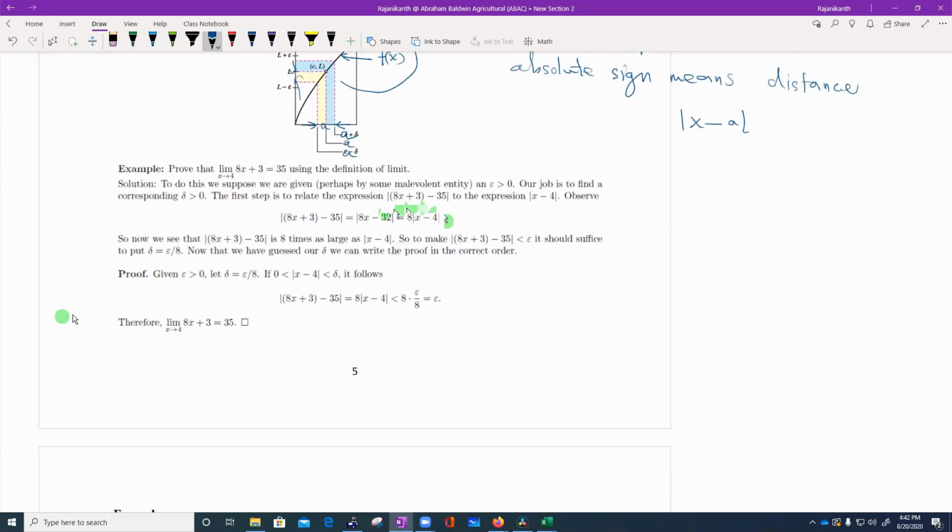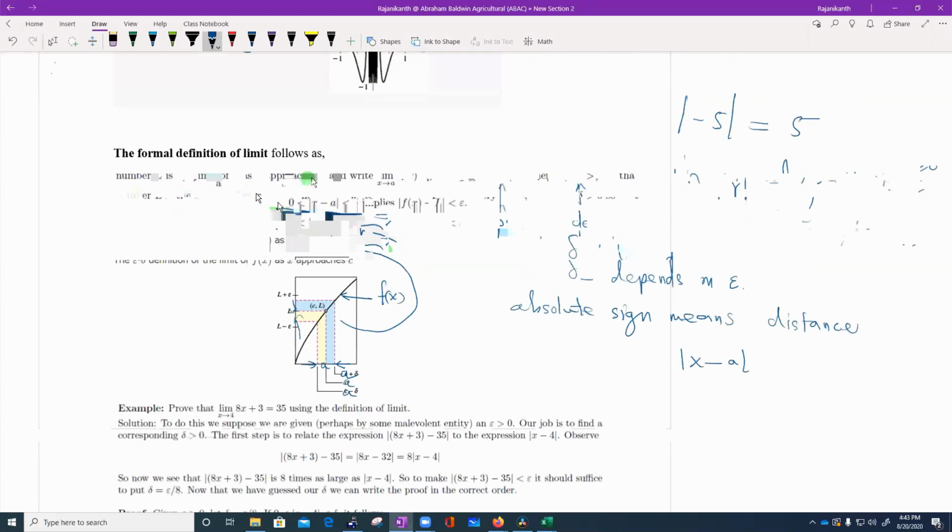Right, so let's look at this example. You need to prove that the limit of the function 8x plus 3 when x approaches 4 is 35. If you simply plug in 4 to this function, of course you will get 35. When x gets close to 4, this value is 8 times 4, which is 32, then plus 3 is 35. Yes, this is true. But the thing is, how do you prove it using your formal definition?